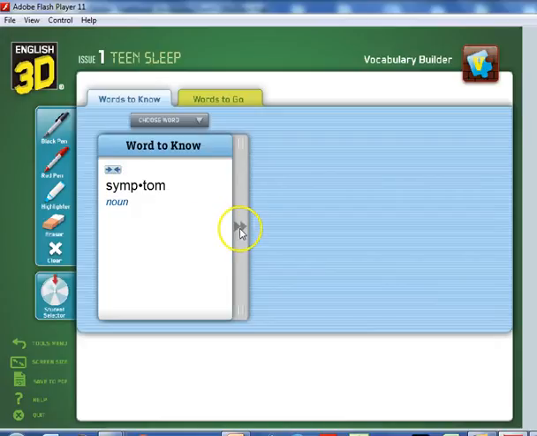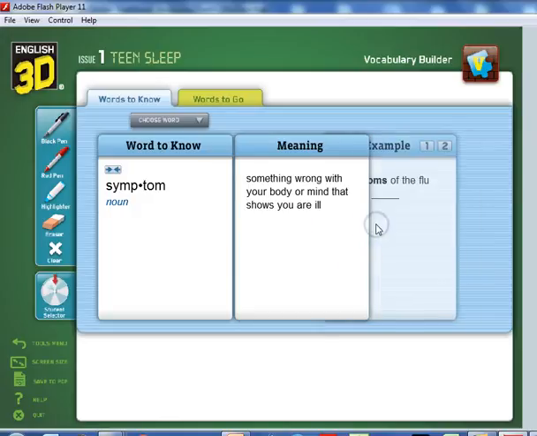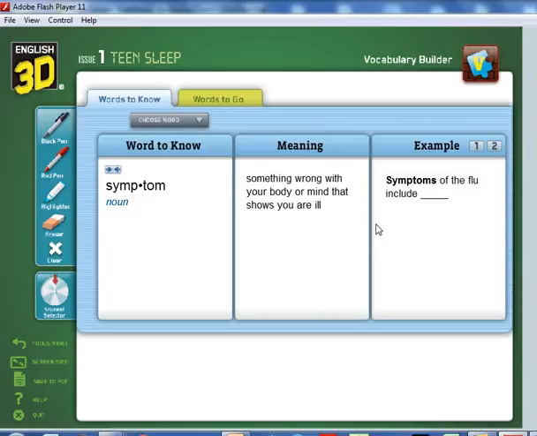Symptom. Something wrong with your body or mind that shows that you're ill or sick. Something's not right. There's a symptom. Symptoms of the flu include tiredness and a fever. Symptoms of the flu include chills and aches. Symptoms of the flu include diarrhea and vomiting.